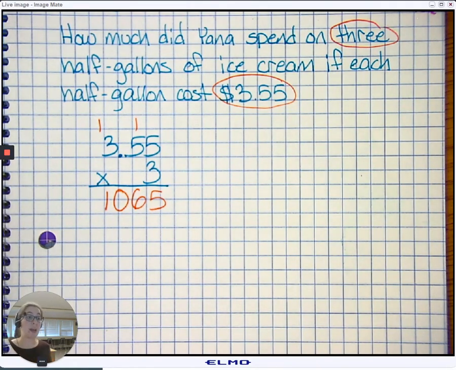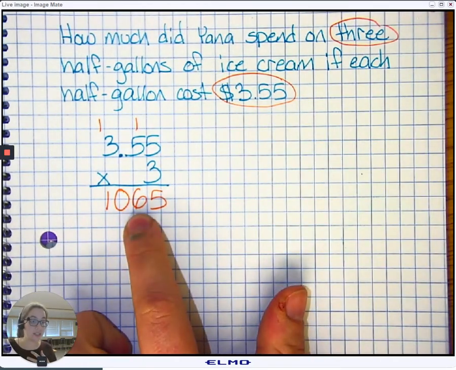Now, Yana did not spend $1,065 on 3 half-gallons of ice cream. No, that would be, well, it would have something very expensive in it, like saffron or fancy truffles or something. But this needs to have a decimal in it. Where is that decimal going to go?